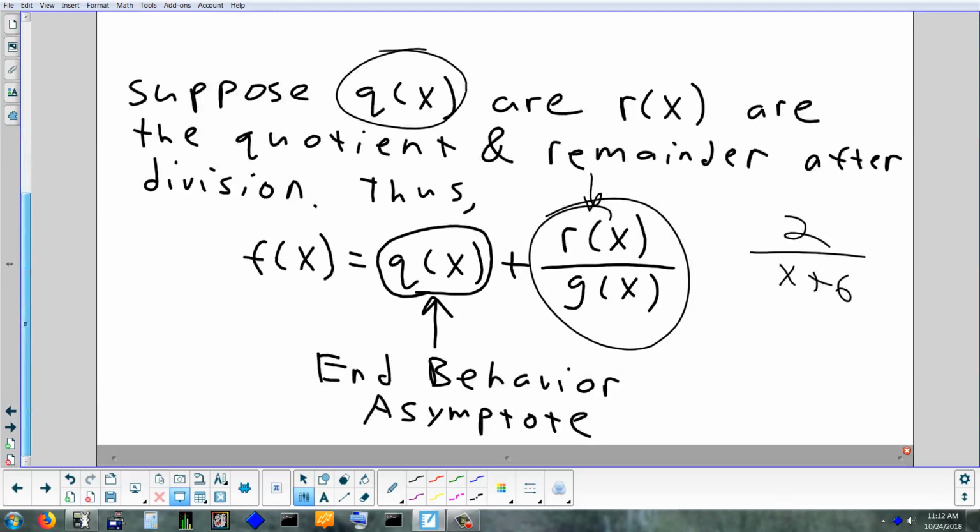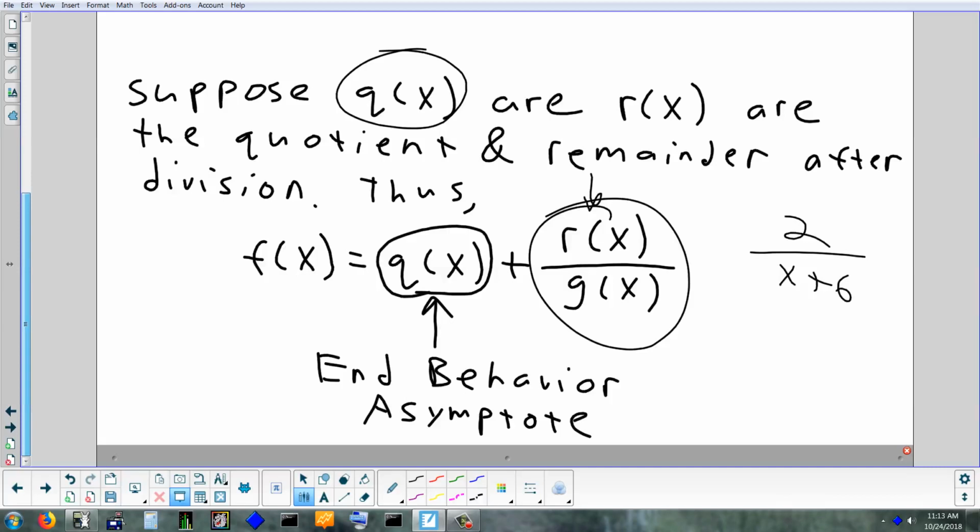So the EBA is a little more work to get than the EBM. EBM is easy. You just divide the highest degree term in the top by the highest degree term in the bottom. That's end behavior model. End behavior asymptote, you've got to do long division. Or you could do synthetic, if it applies. But I think most of the time we're going to have to do long division. Okay, any question on that?